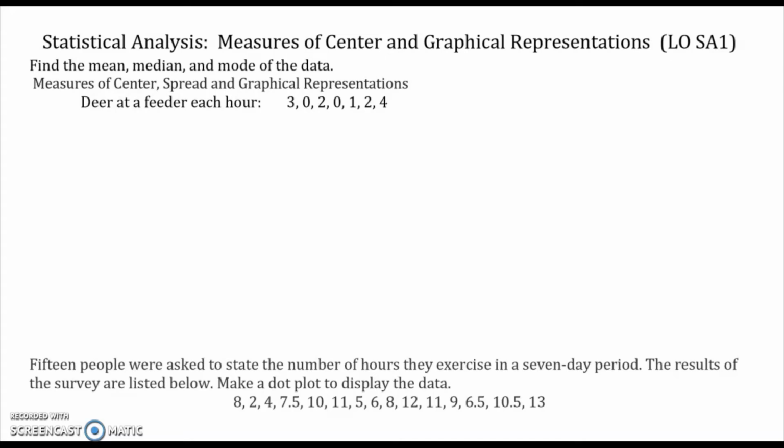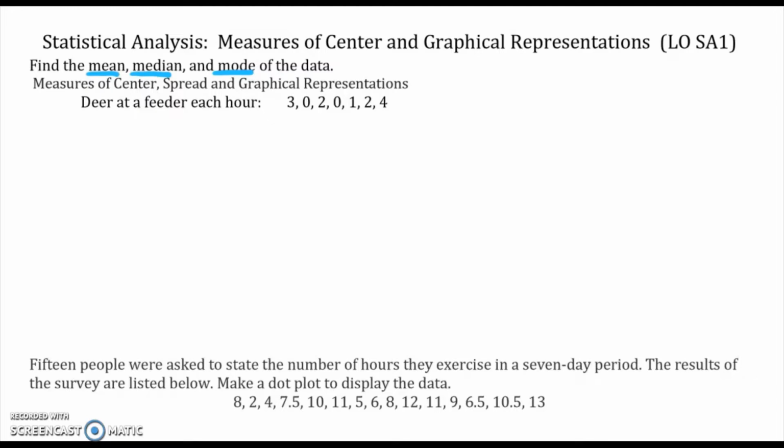So in this first lesson in our statistical analysis unit, a lot of this will hopefully sound pretty familiar, stuff that you did back in Algebra 1. So we're going to talk about measures of center and graphical representations. These measures of center you've probably heard of before. We're dealing with mean, median, and mode. These are different ways to talk about a central measure of your data.